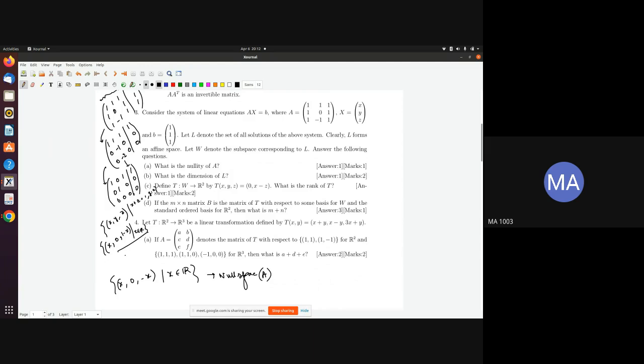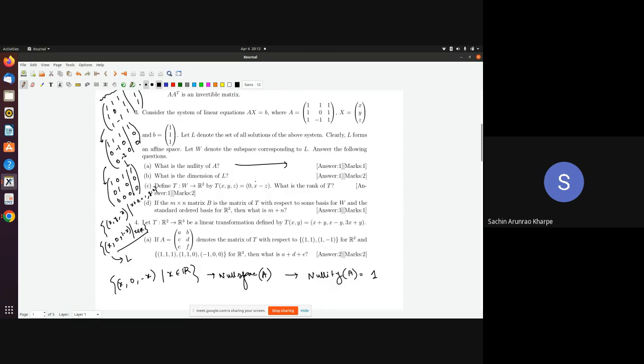So this is the null space of A and this is our solution space L. Right? So what is nullity? If this is the null space, what is the dimension of it? One, only one thing is here. Yes, so nullity is 1. This question is clear.